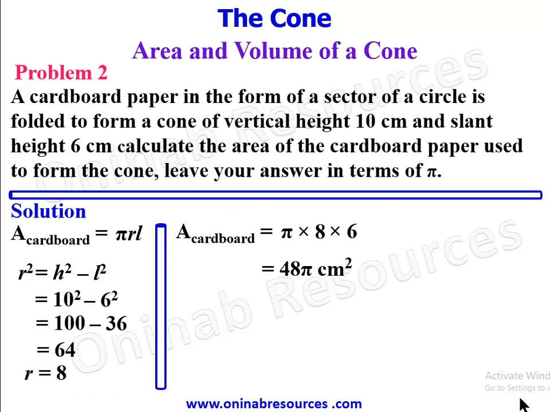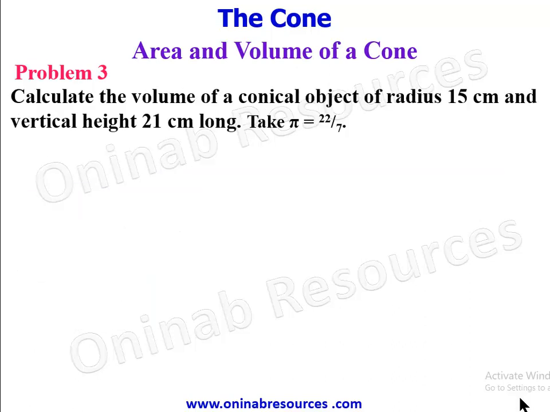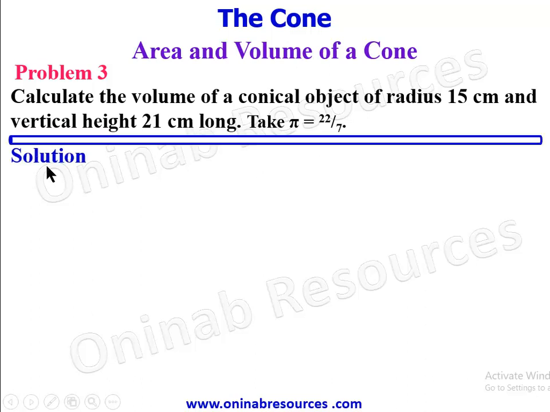So we go to problem 3. For problem 3, calculate the volume of a conical object of radius 15 centimeters and vertical height 21 centimeters. We are to take pi to be 22 over 7. In the solution to this problem, we are interested in the volume of a cone. That's V equal to 1 over 3 pi r squared h, and our radius is 15. The vertical height is given, so everything is complete here.